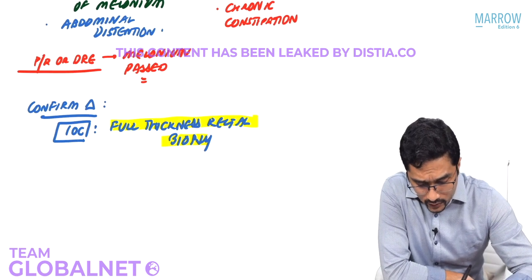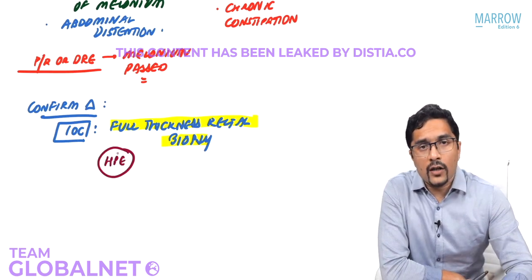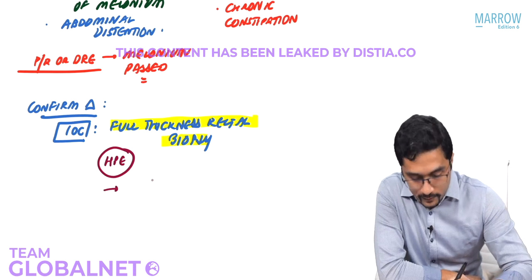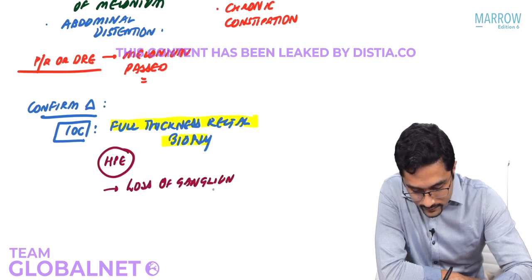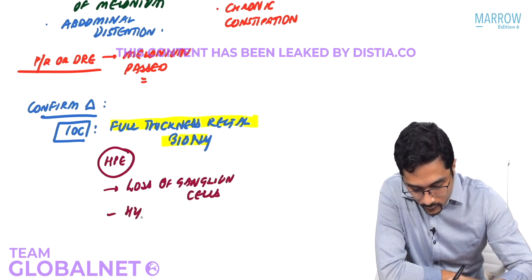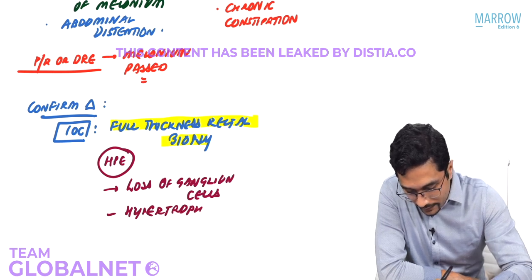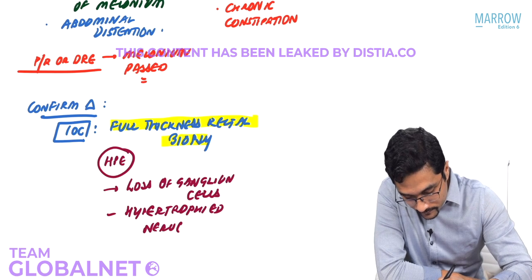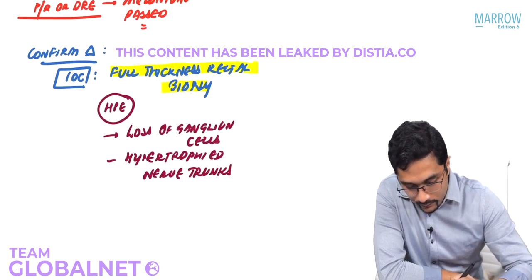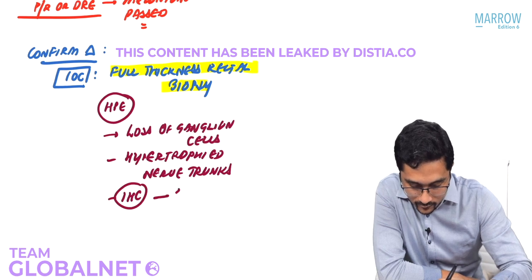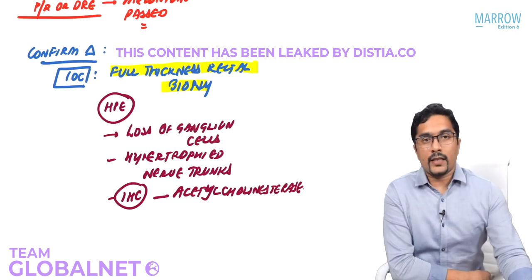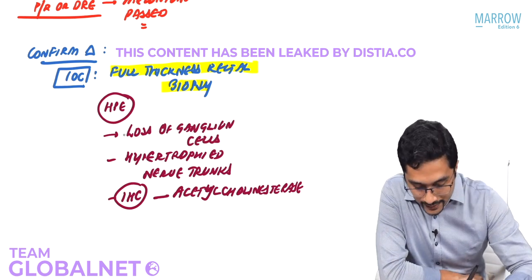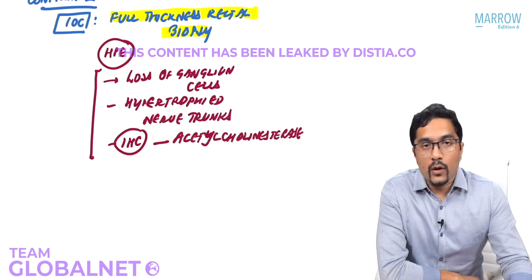The histopathological features which you see on a full thickness rectal biopsy are loss of ganglion cells, hypertrophied nerve trunks, and immunohistochemistry, IHC, for acetylcholinesterase. So this is what you will get on histopathology on a slide when you do a full thickness rectal biopsy.